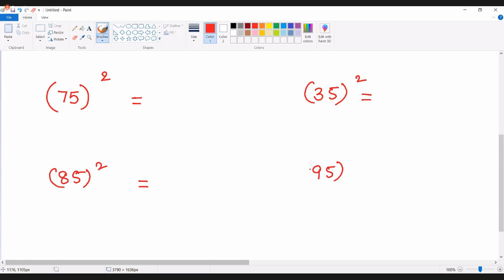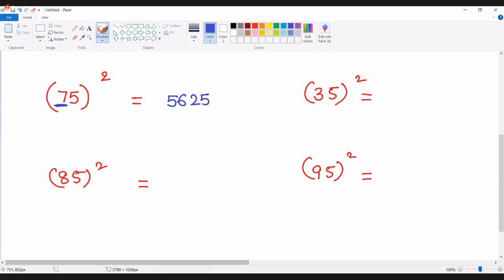Now I am expecting the response from your end. Tell me the answer choice. What is 75 square? Very good. Nice response. Leftmost digit is going to be 7. Multiply with the next number. 7 into 8 is going to be 56. 5 square is 25. Answer is 5625.